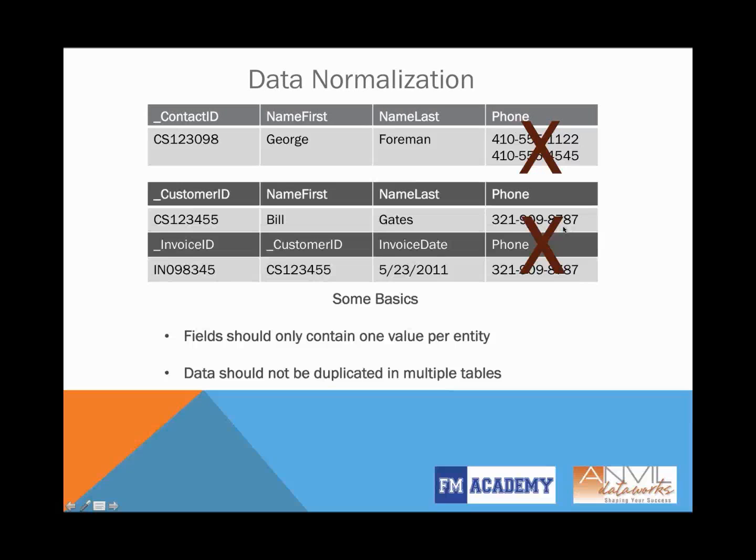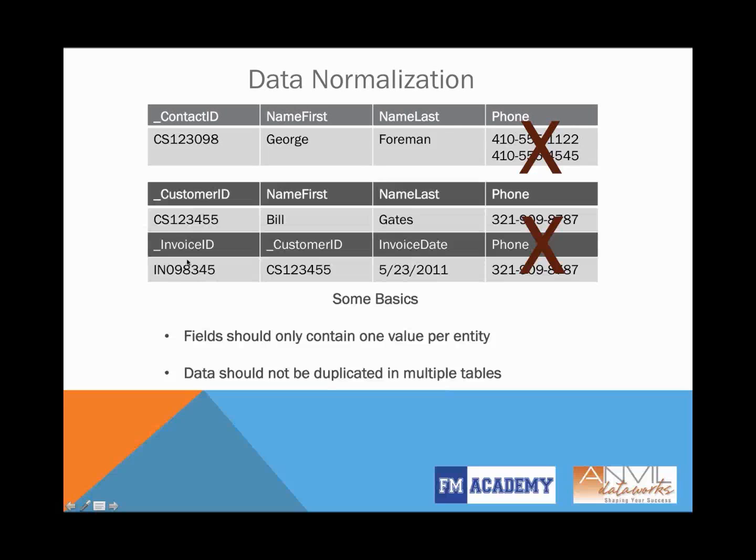Okay. Trying not to duplicate data across multiple tables. If we look at this example here, the first one represents contact information. Well, that contact information, if we have multiple phones, we should probably move that into a secondary field. Phone 1, phone 2, cell phone, work phone.